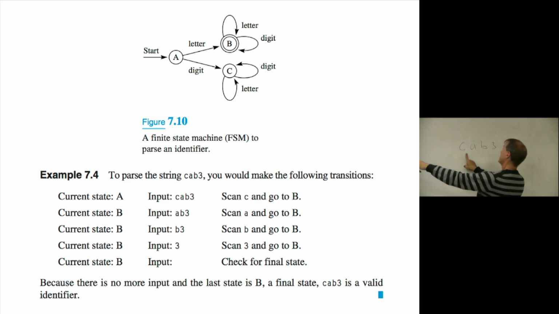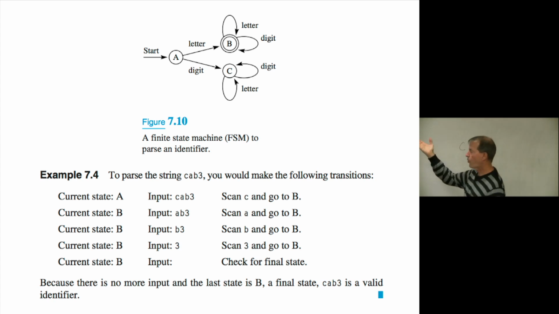And now what's the next thing we're going to scan here? A, which is a letter. So what does that mean we're going to do on B? We're in B now, right? The ladybug's in B. So we go from B to B on a letter. And then B to B on a letter. And then what? Digit. And so B to B on a digit. Now we're done with our string.